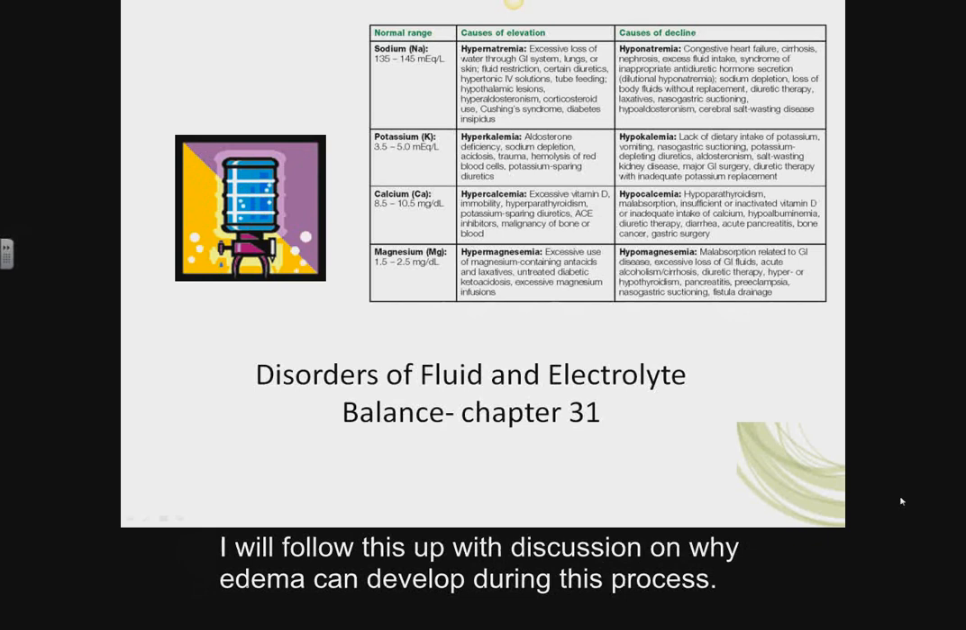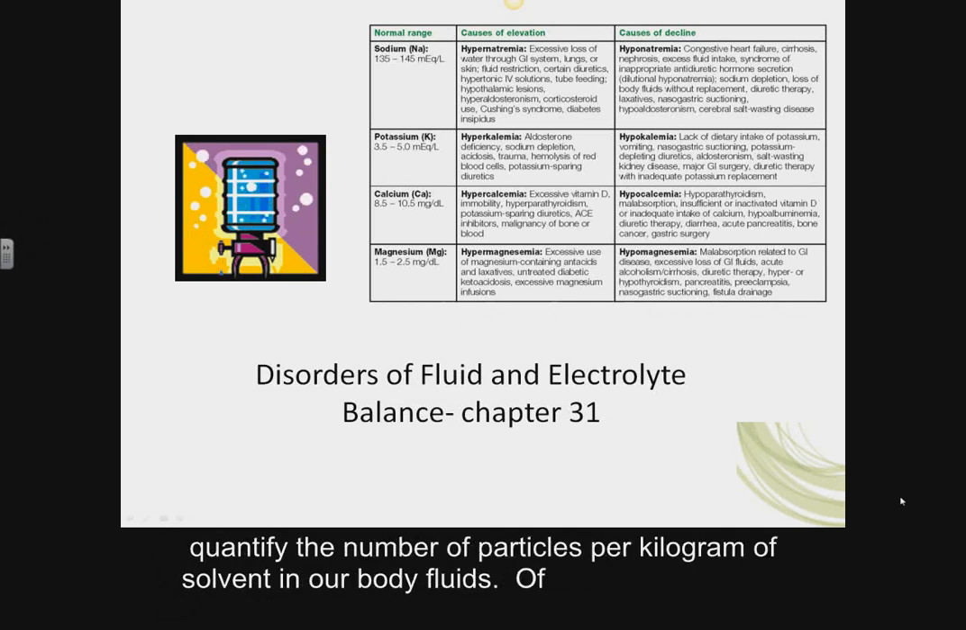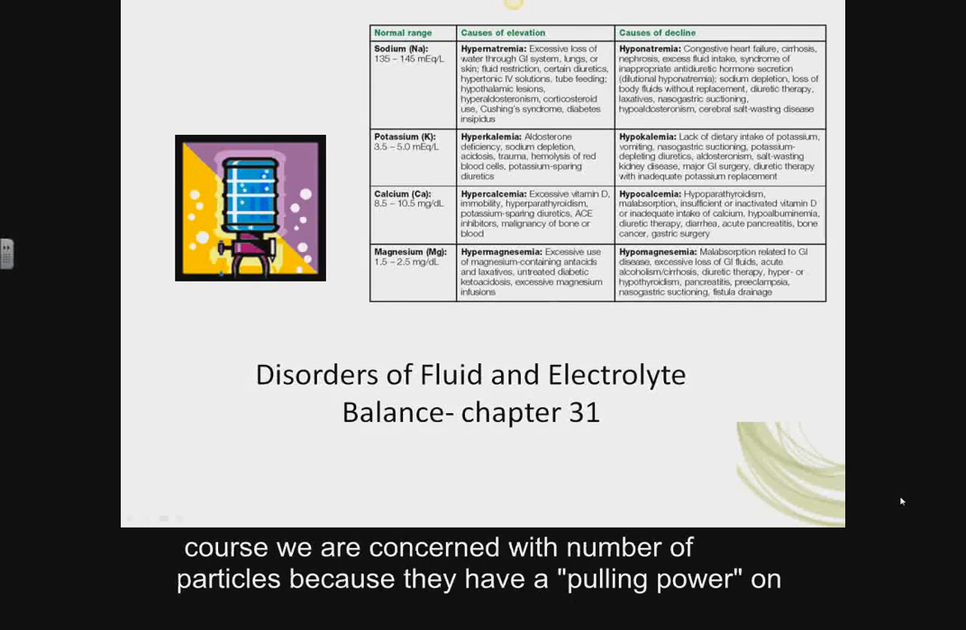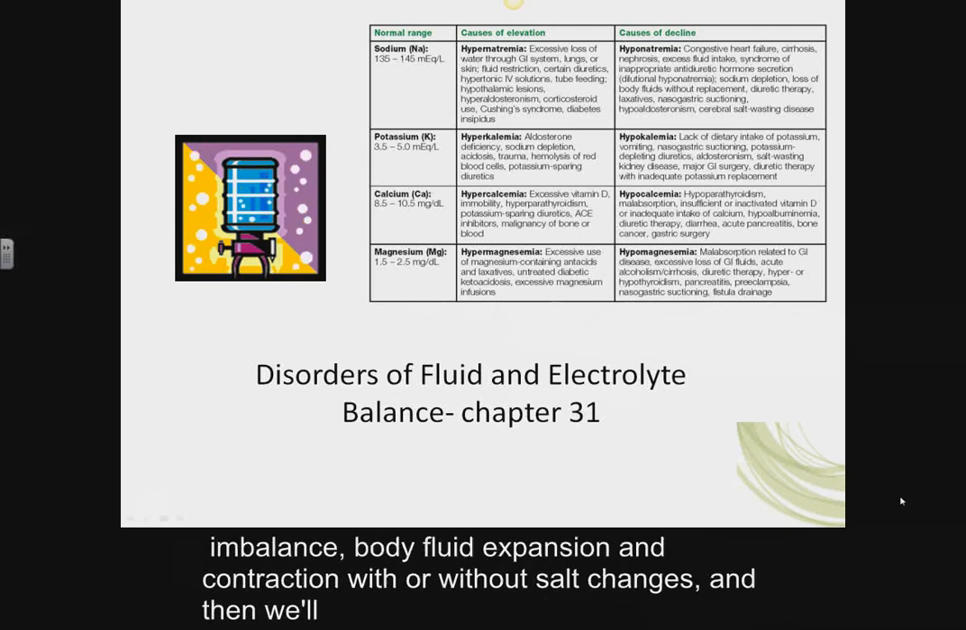Then I will switch the focus to osmolality and milliosmolality, which are terms that allow us to quantify the number of particles per kilogram of solvent in our body fluids. Of course we are concerned with the number of particles because they have pulling power on water movement across cell membranes. Our lecture is on water imbalance, which is why we're reviewing some of these older topics. Electrolyte imbalance, and electrolytes can have pulling power, again that's why we're reviewing.